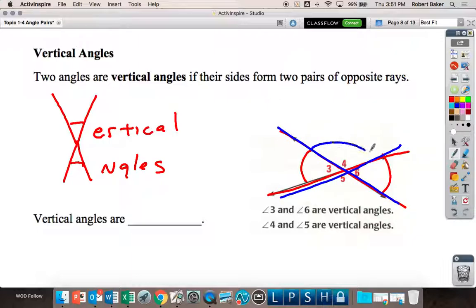Facts. It was camouflage. That is awesome. That's a vertical angle. You wear camo too?